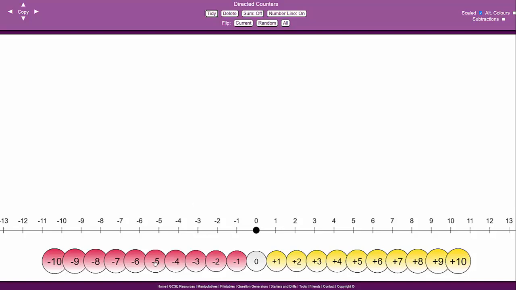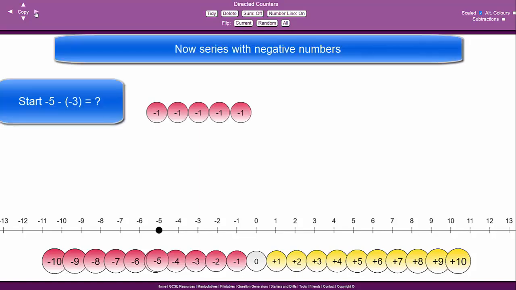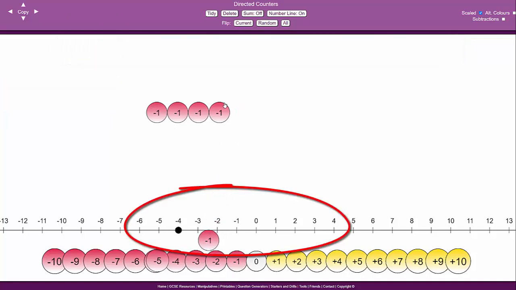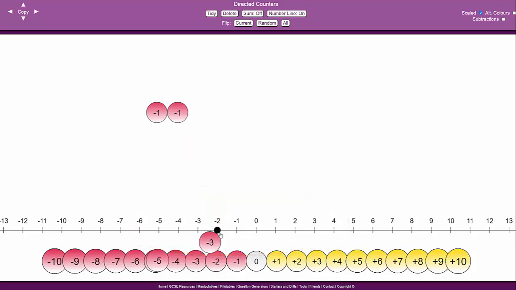What if I started with negative 5? I'm going to do it with ones here. Negative 1, negative 2, negative 3, negative 4, negative 5. This one seems a little different. If I want to do negative 5 and take away negative 3, I could take away negative 1, take away negative 2, watch the number line move to the right, take away negative 3. I'm left with negative 2. That's one way to do it.